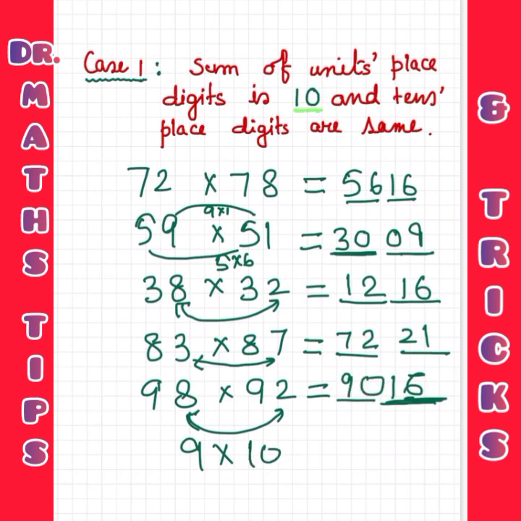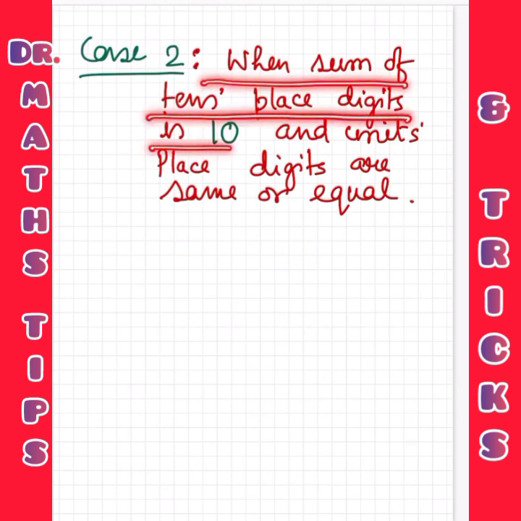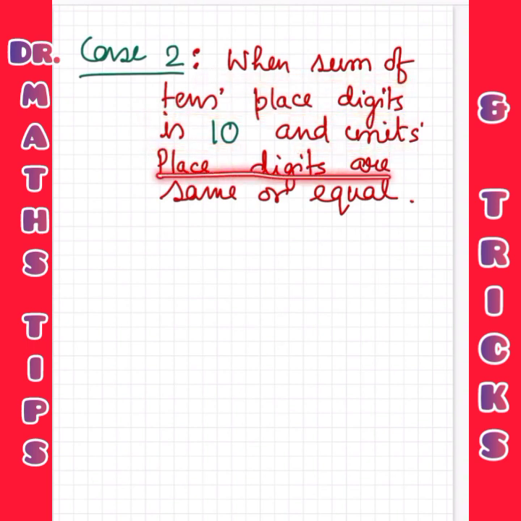Now I will tell you the second case. It is just the opposite of case 1. See here, when the sum of the tens place digits is 10 and the units place digits are the same or equal.